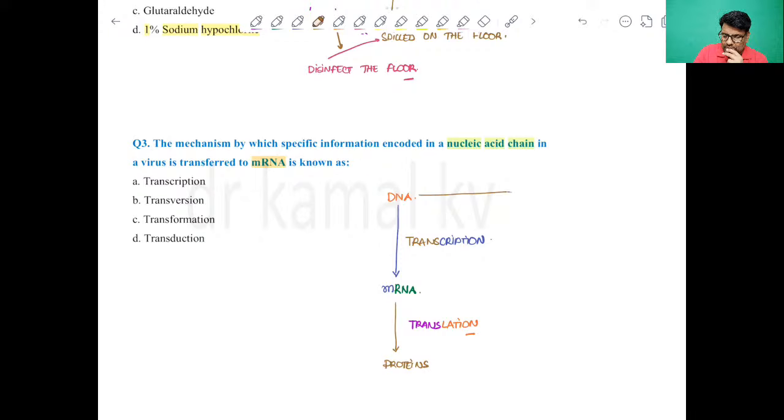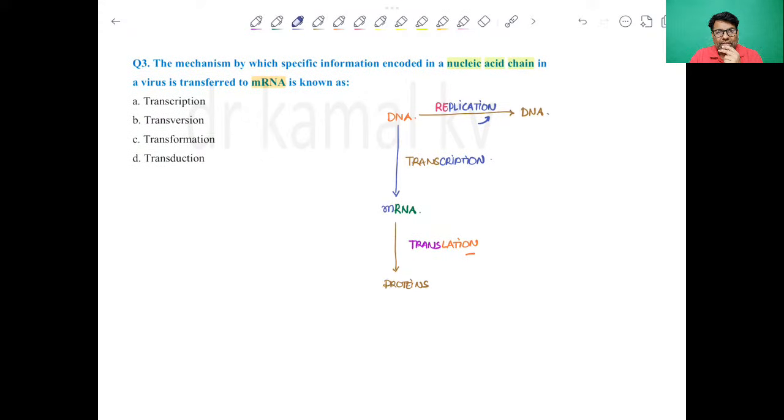And if there is synthesis of complementary copy from DNA of DNA, then that process is known as replication. Clear? So this is replication. So these are the three terms which you should know in genetics. Replication, that is DNA strand from DNA. Transcription, that is mRNA from DNA. And translation is the synthesis of proteins from mRNA. So this is what is known as the central dogma.